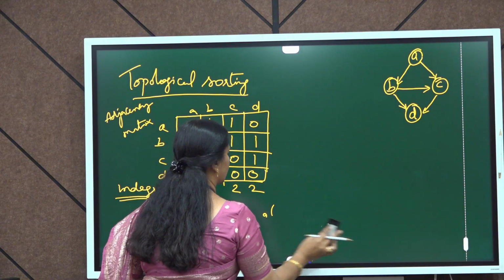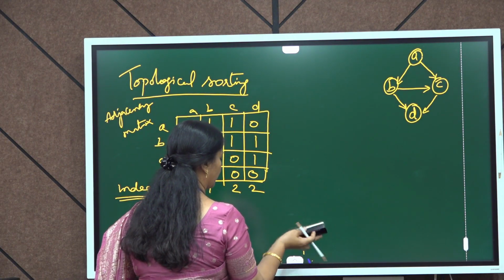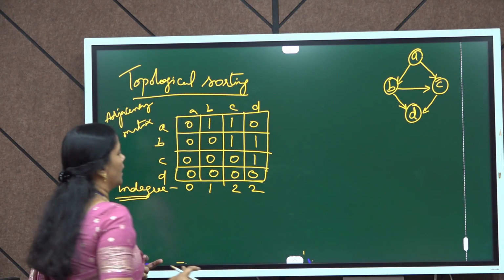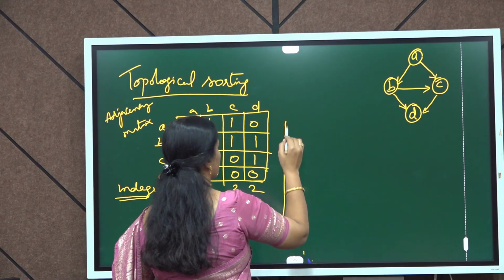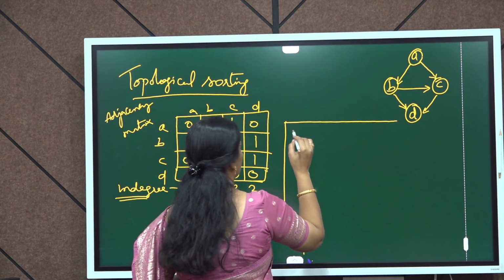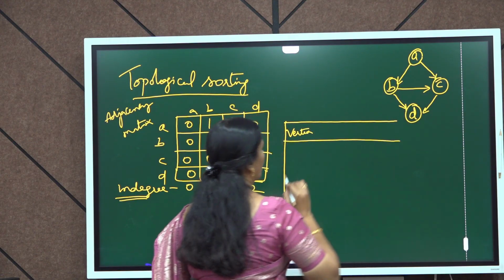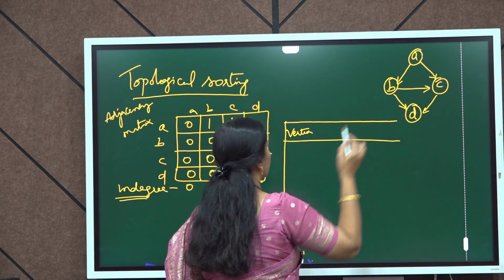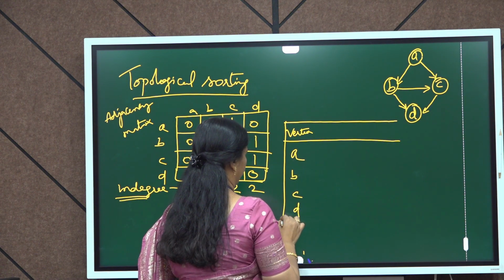After constructing the adjacency matrix, we can find out the in degree. Then we are going to find out the topological sorting. So, first let me write the vertices. How many vertices do we have in the graph? 4 vertices: A, B, C, D.